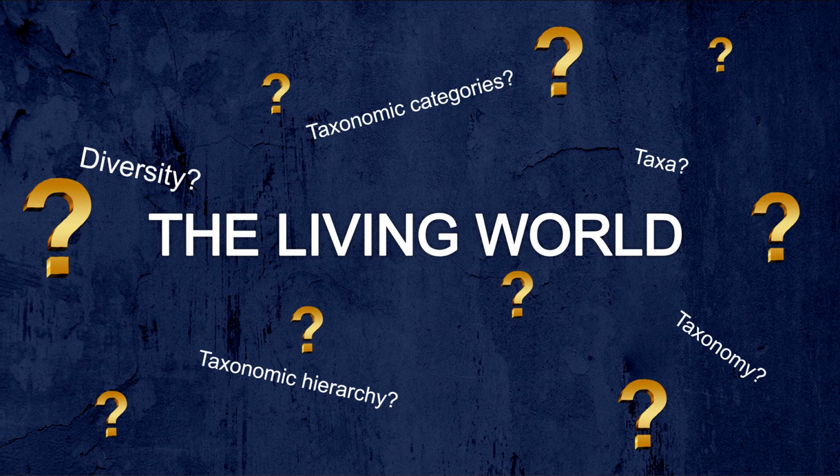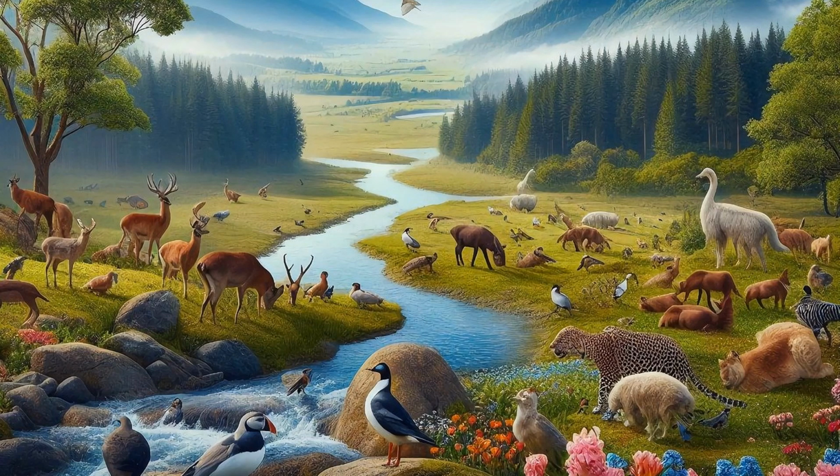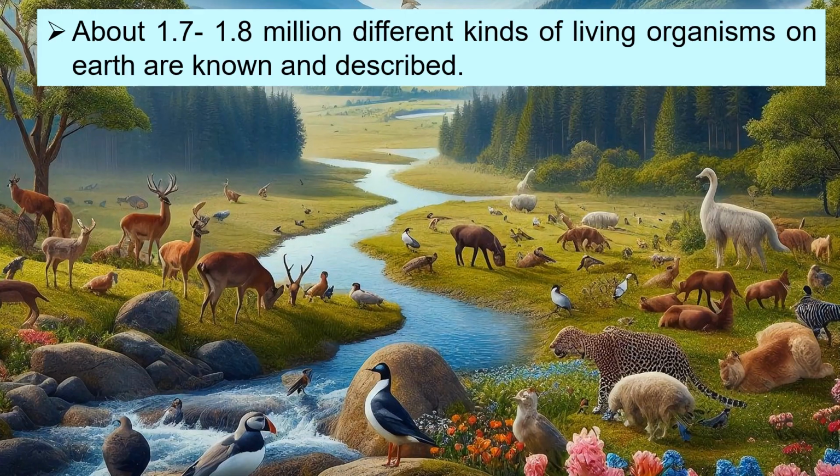Okay, so now let's dive into the topic. We all know how beautiful this living world is. The diversity in living organisms and the place where they live in is just amazing. Living organisms range from microscopic bacteria to the giant blue whale. By the way, did you know that about 1.7 to 1.8 million different kinds of living organisms on Earth are known and described?